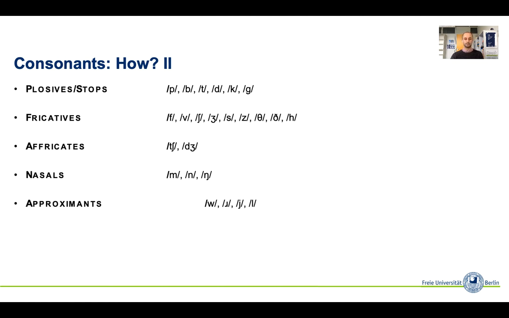Then we also have nasals, which are produced not in the oral cavity, but by letting the air flow through our nasal cavity. And then we also have approximants, sounds that are created by not closing off our mouth completely, but by two speech organs approaching each other, but not as closely as in the case of fricatives. This would be w, r, y, and l.